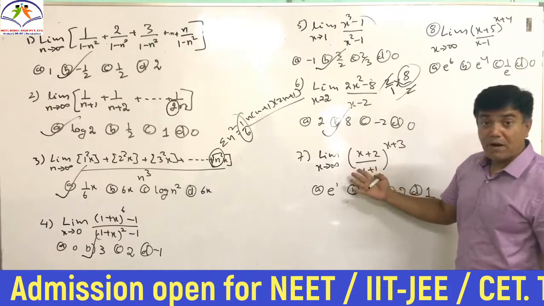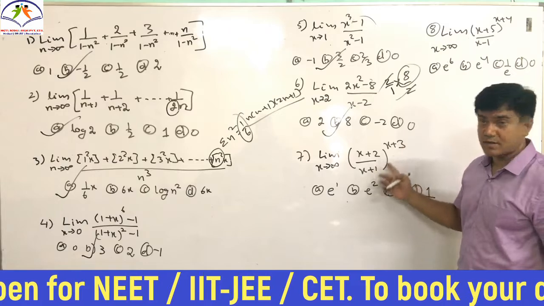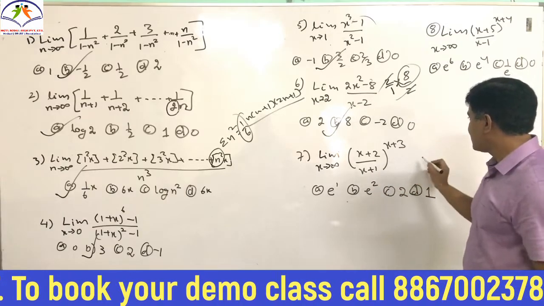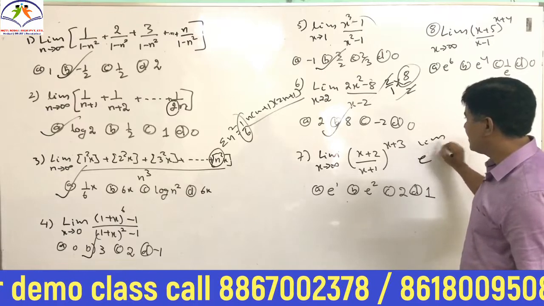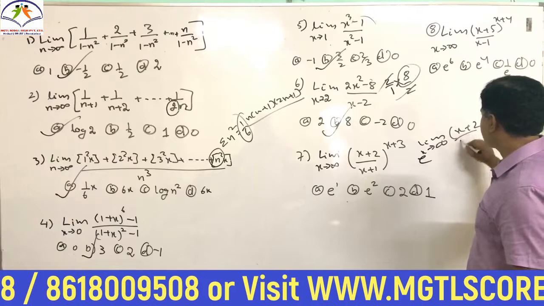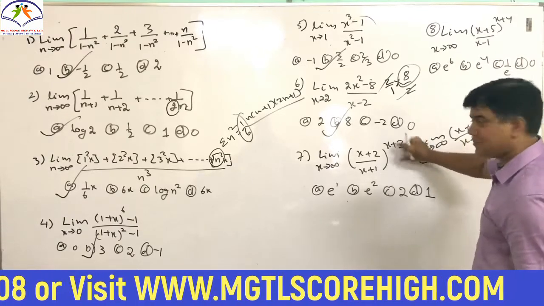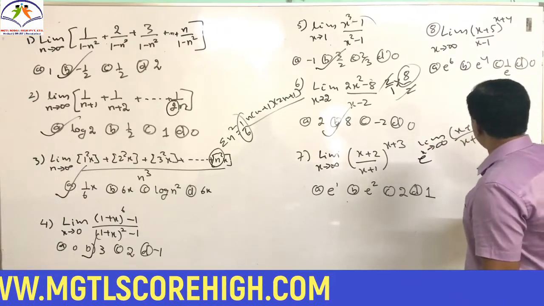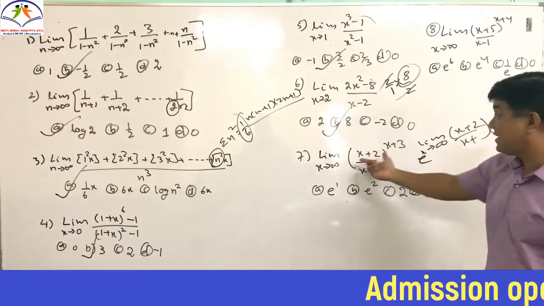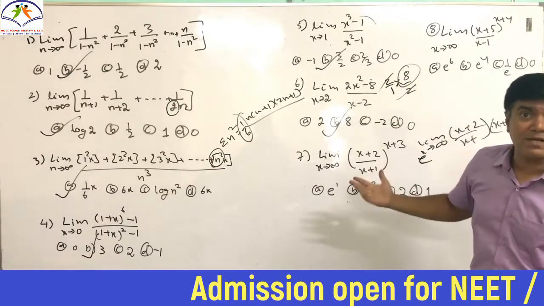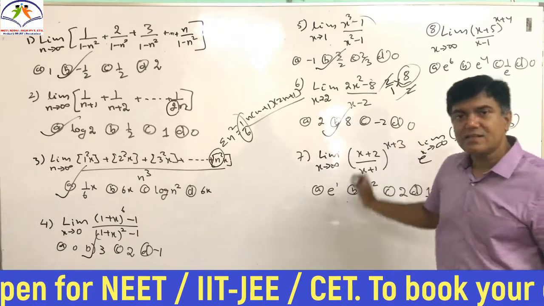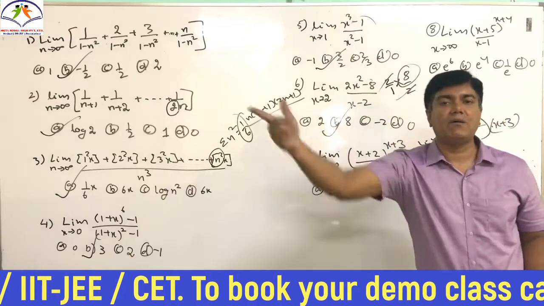This is power limits. If you have to solve these questions in a traditional way, it will be solved as e to the power limit x tends to infinity, x plus 2 by x plus 1, then this will be multiplied into x plus 3. So definitely it will irritate the students. Many students may not be aware that you have to approach by this method, e to the power. But keep it in mind, whenever a limit comes in power form, your answer will come as e to the power, whatever it is.